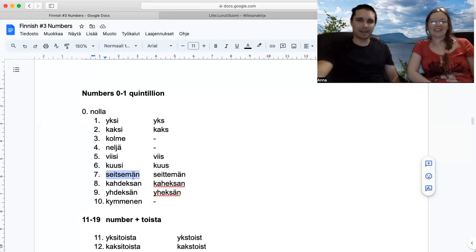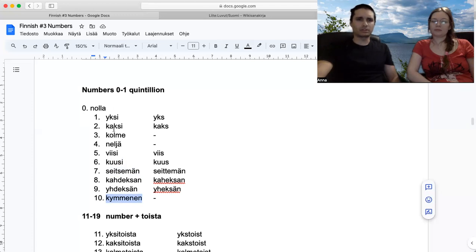7, seitsemän, or colloquially seitsemän. 8, kahdeksan, or kahdeksan. 9, yhdeksän, or yhdeksän. 10, kymmenen. So I will read quickly.